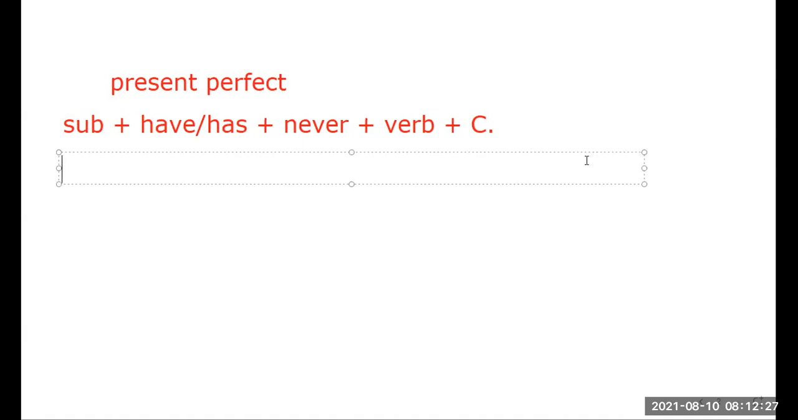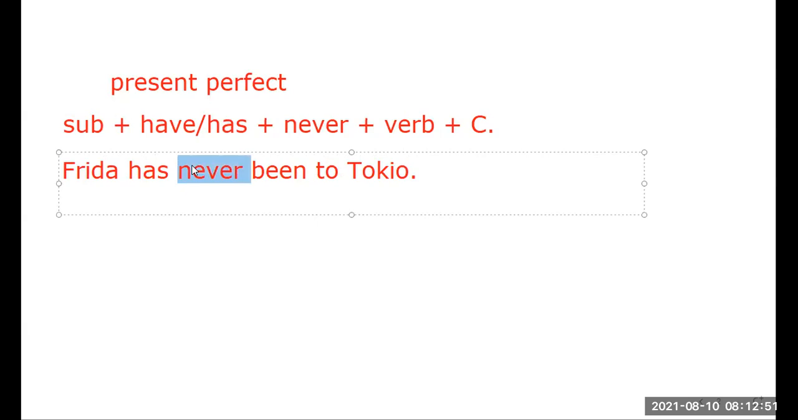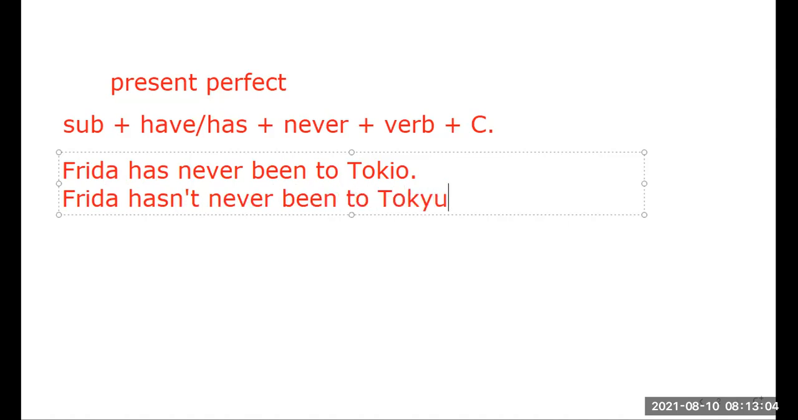So, example, Frida has never been to Tokyo. Frida has never been to Tokyo, okay? With never, I am saying that it is a negative statement, okay? But look at this example. Frida hasn't never been to Tokyo.